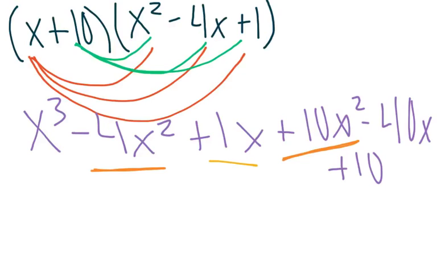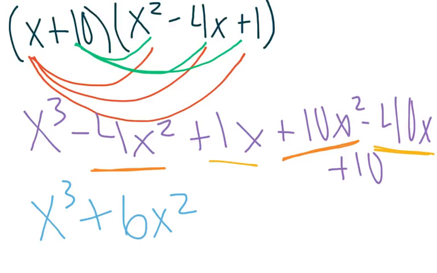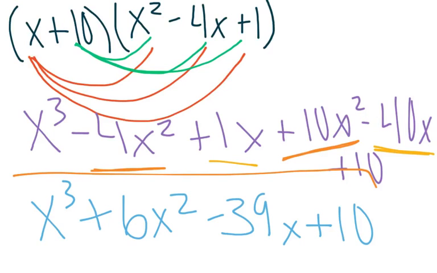Then positive 1x and negative 40x. Then you add them, and then you get x to the third plus 6x squared minus 39x plus 10. And that is your answer.